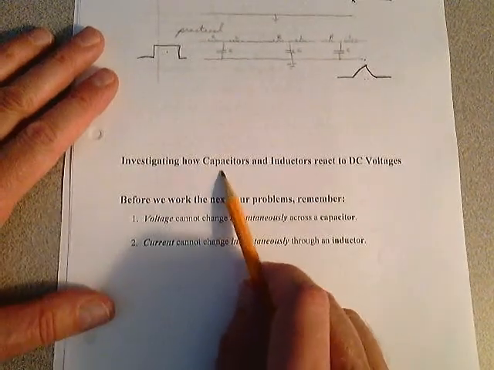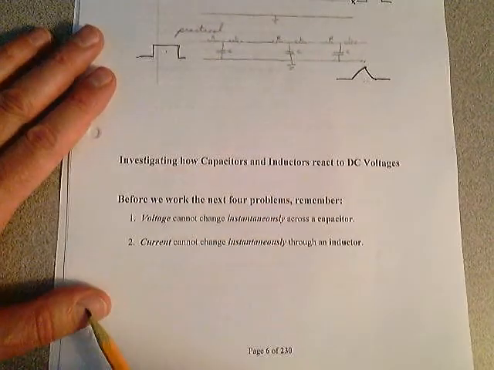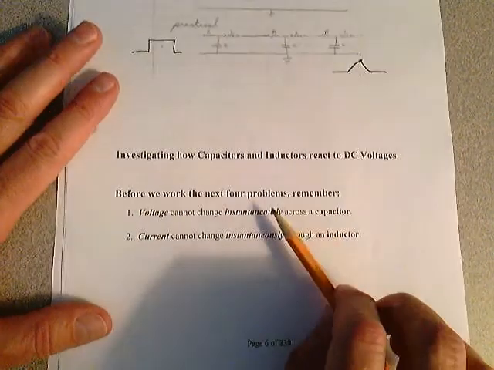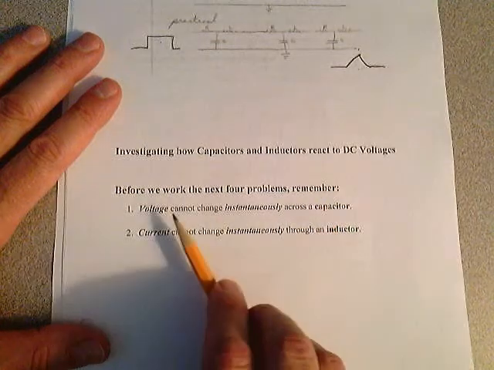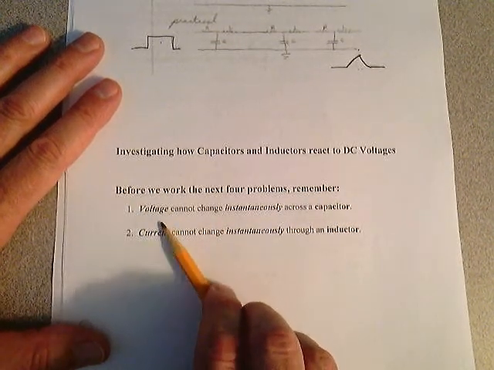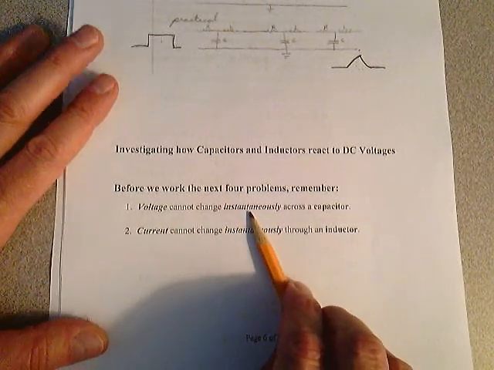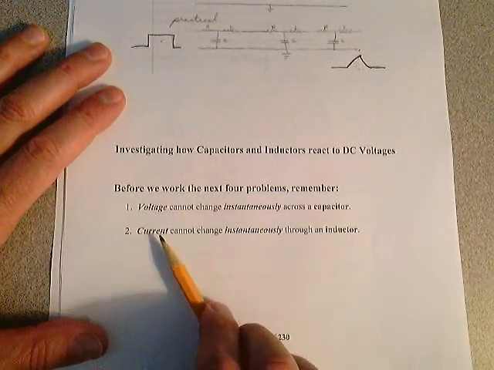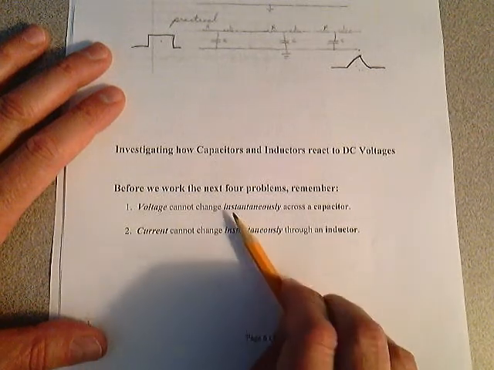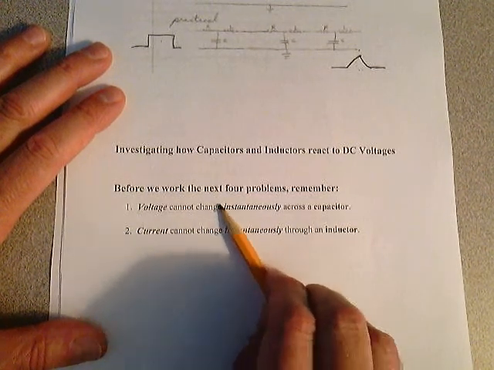Let's investigate how capacitors and inductors react to DC voltages. Before we work the next 4 problems, hopefully you have this memorized by now. Remember, you have to keep this in mind: voltage cannot change instantaneously across a capacitor, and current cannot change instantaneously through an inductor. There are 2 rules that you will take with you through your career.